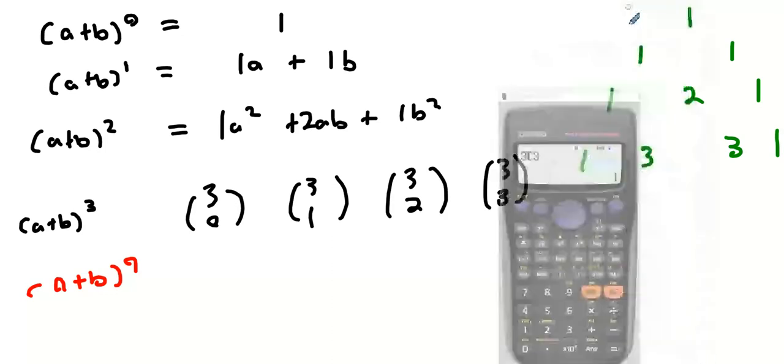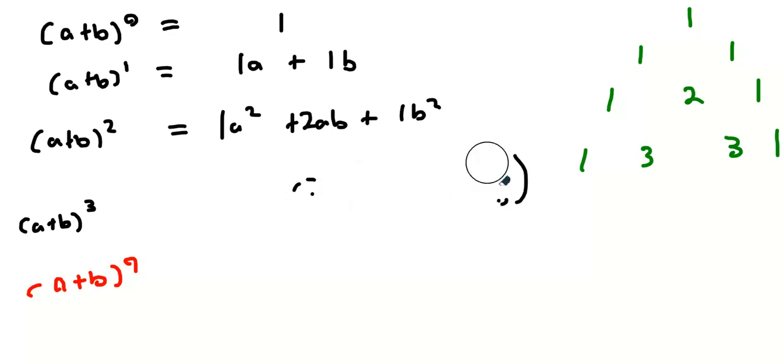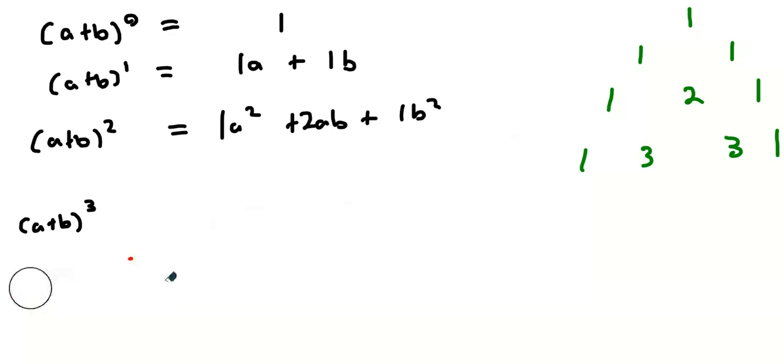Now, what somebody said is, the other thing you have to be wary of is the way the powers work. When you're working with the power of 3, for example, what is the highest power of A you're going to have? The highest power of A you're going to have is A to the power of 3. In fact, everything has to add to 3, doesn't it? Would you agree with that? All the powers have to add to 3.